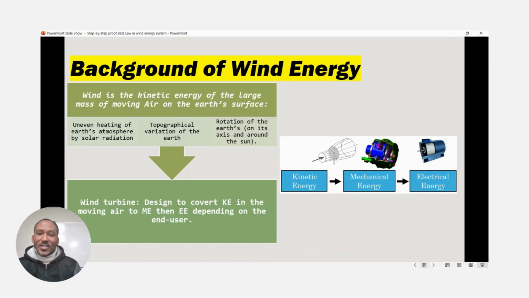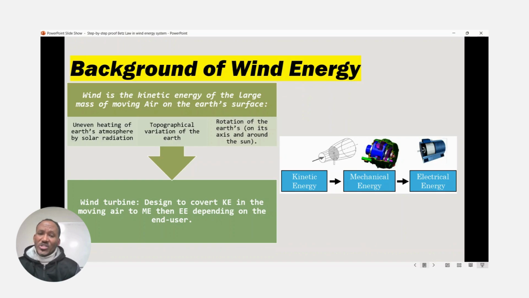And that is why we can sometimes call wind energy an indirect source of solar energy. The second factor is topographical variation of the Earth. And the third factor is rotation of the Earth on its own axis and around the Sun. After human beings observed this free kinetic energy in air, they introduced a technique of harnessing this free energy, which is the windmill, later upgraded to the current wind turbine.